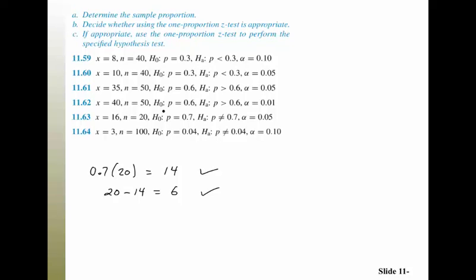All right, so here's our null, and we want a significance level of 0.05. So we need our test statistic and our critical value.